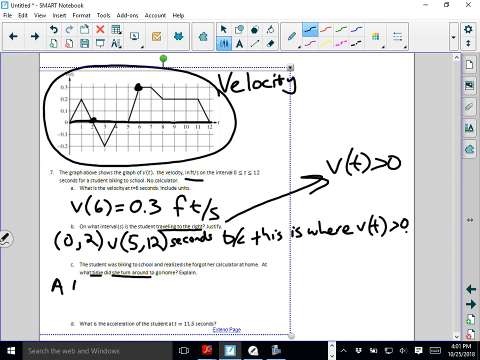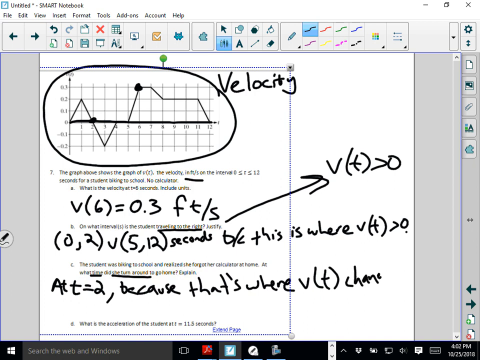At t equals 2, we need to explain, because that's where v of t changes signs. So turning around is the same as changing direction. D says, what is the acceleration at t equals 11.5 seconds?